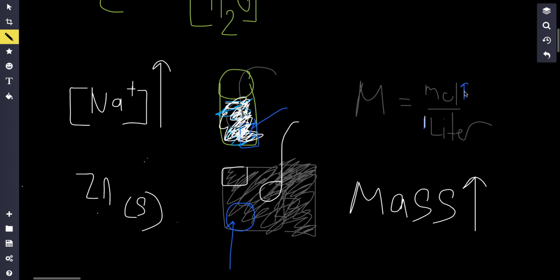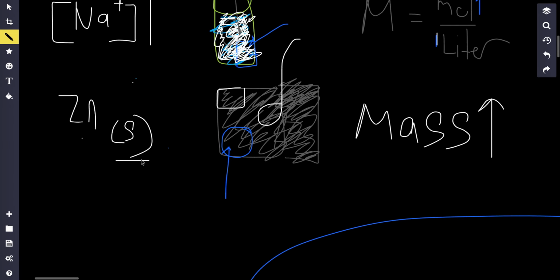It's moles over liters. In this case, if I take a scoop out of this water, there's going to be a lot of moles of salt because I placed a lot of salt in here. So it's going to have a high concentration of Na plus ions. So if you add more Na plus ions, it's going to increase the concentration of Na plus ions.